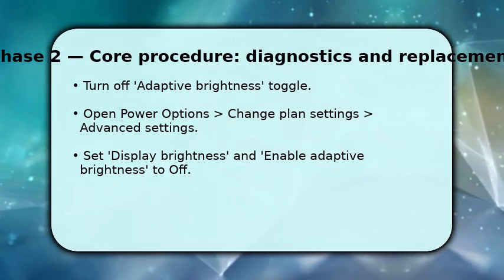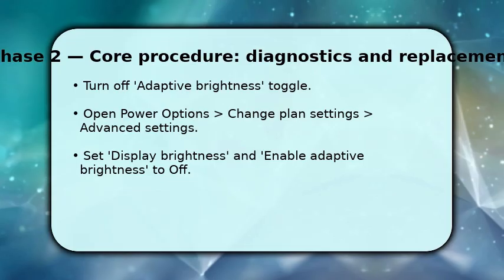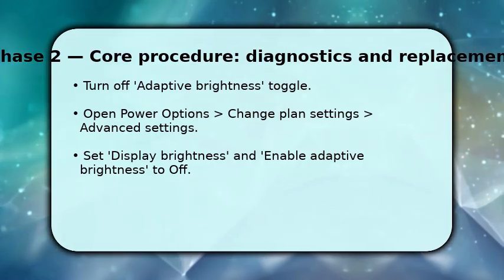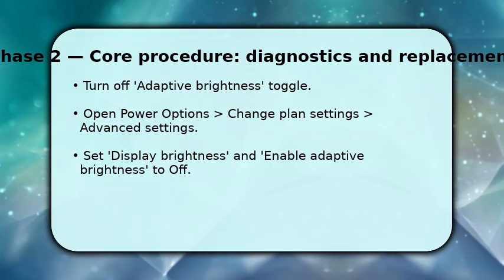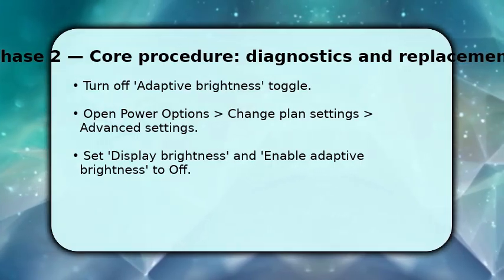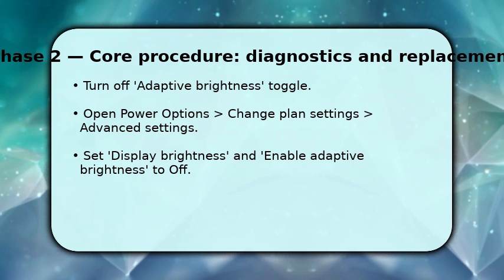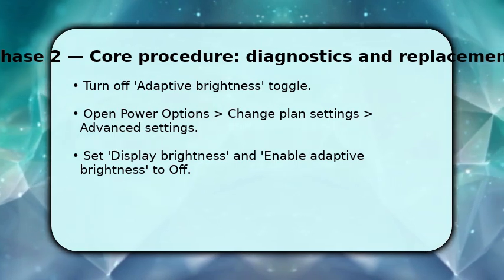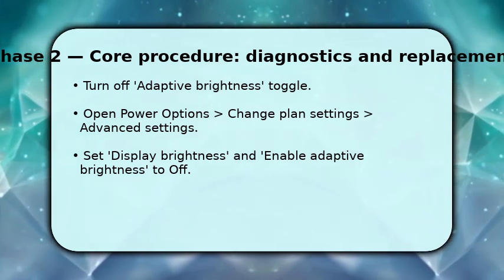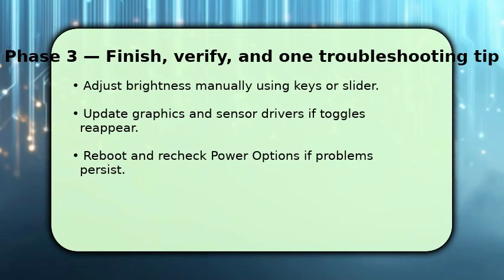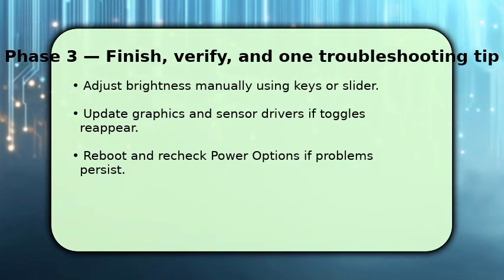Do this because power plans can re-enable sensor control, and changing both ensures consistent behavior. Once done, apply and save. Make sure to test with manual brightness keys to confirm it stays fixed. Finalize by setting your desired brightness using the keyboard keys or the slider. This is the level the laptop should maintain now.